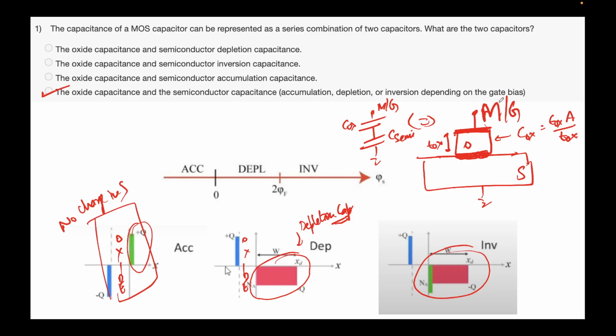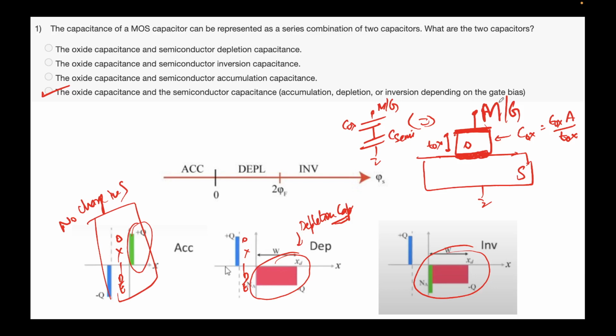We'll come to this concept again. But here I am just qualitatively saying that this is the complete picture. You can break this whole system into two different capacitances. Cox will not change, because epsilon oxide is fixed once you have chosen the material to fabricate this capacitor, Tox is fixed and area is fixed. So Cox will remain constant throughout. Semiconductor capacitance will vary depending on the gate bias.